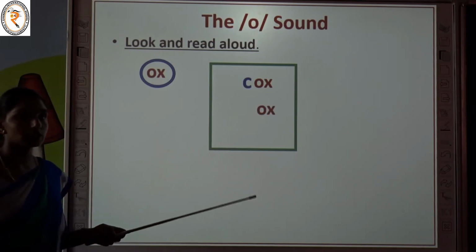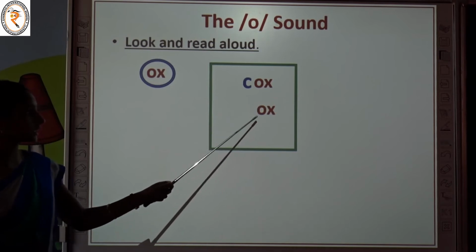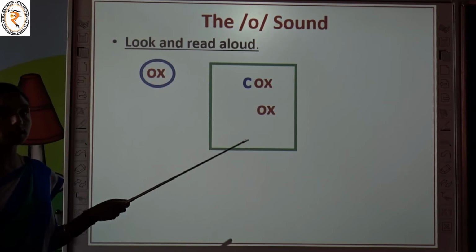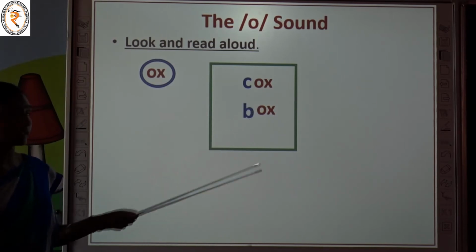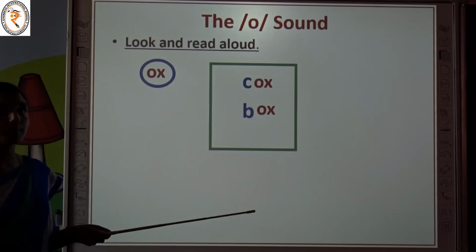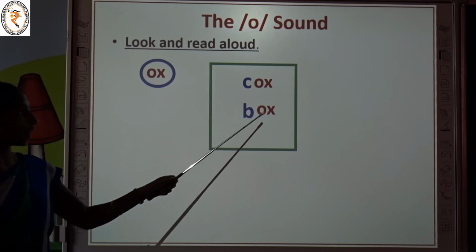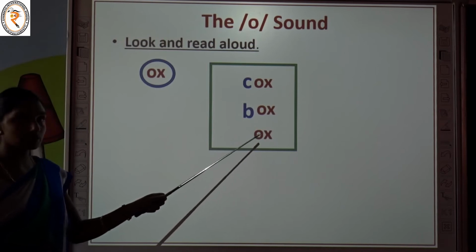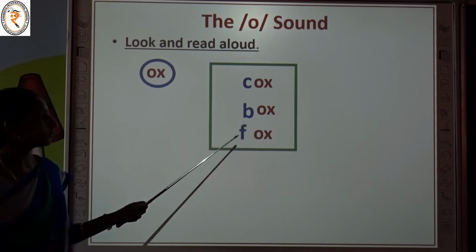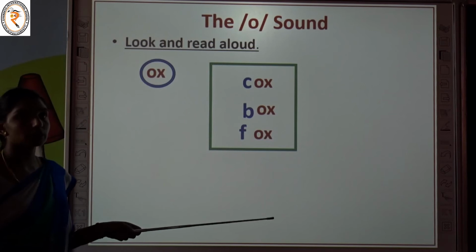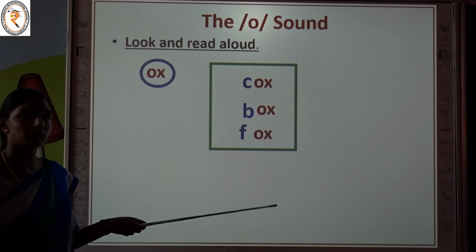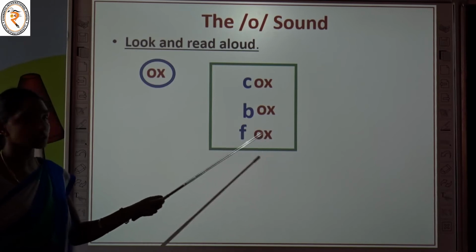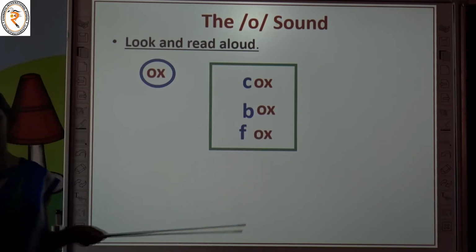Try yourself. How can you pronounce the letters OX together? Yes. Ox. B is added. What is the sound of the letter B? B. Ox. Box. Very good. Again we have OX, that is pronounced as ox. F is added. What is the sound of the letter F? If. Ox. Fox. Very good children.